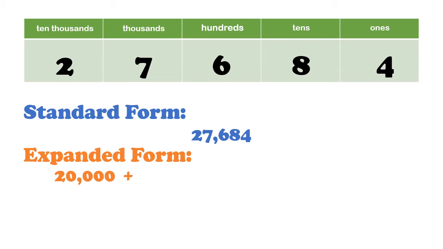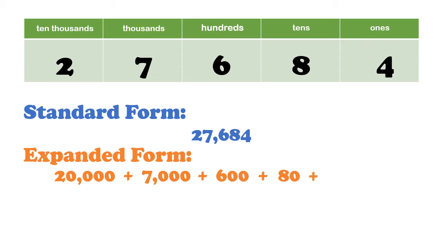Now, we're going to add that to the next value. And if we look in the thousands column, we see there's a 7. 7,000s is valued at 7,000. So then we're going to add that to the value of the next digit. If we have 6 in the hundreds column, we have 600s or 600. And then we're going to add that to the next value, and that is the 8 in the tens column. Now 8 tens is equal to 80.